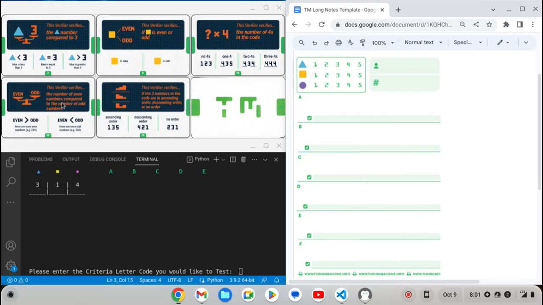Criteria card D again takes a look at our 3-digit solution, but this time it'll let us know a little bit about the ratio of even to odds. Are there more even than odds, or are there less even than odds? And finally, criteria card E again takes a look at our 3-digit solution from triangle to square to circle, and will let us know a little bit about the order of the digits. So should the digits come in an ascending order, meaning that they're increasing? Should they be in a descending order, or basically decreasing? Or should they have no order?